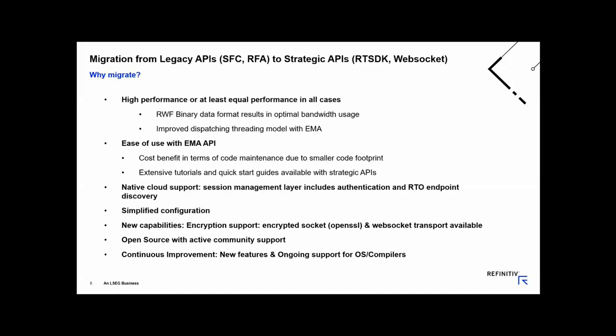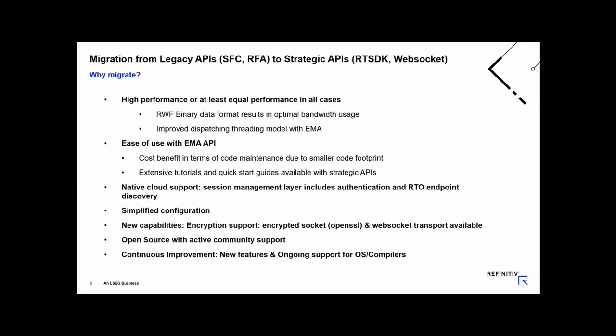Thank you, Tirthankar, and welcome everybody to the migration segment. Umar and I would like to go through some of the key benefits of migration. So let's get started with the first one here about performance. You might be asking yourself, I have an SFC market feed API or an RFA market feed API, RFA OMM, which we're calling legacy APIs. Why should I be moving to the strategic APIs, such as RTSDK, real-time SDK, or WebSocket API?